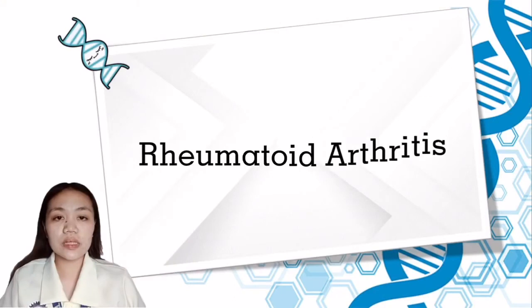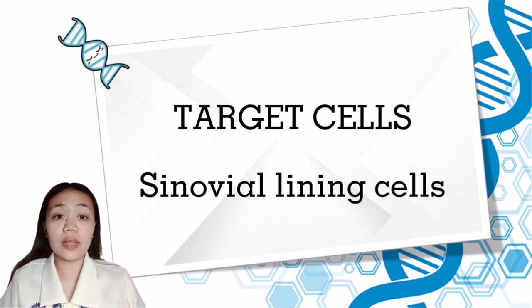Next is rheumatoid arthritis. The target cells are synovial lining cells. Rheumatoid arthritis or RA is an autoimmune and inflammatory disease, which means that your immune system attacks healthy cells in your body by mistake, causing inflammation in the affected parts of the body. RA mainly attacks the joints.